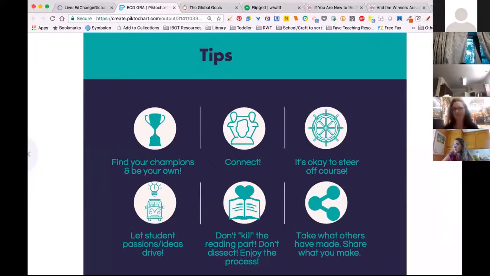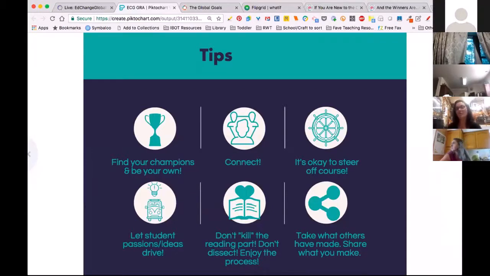Kind of what I already mentioned, don't kill the reading part, right? So while the kids are listening, just let them listen would be my recommendation. And do extensions and find cool connections, or find curriculum tie-ins, but don't actually drill them or test them over the book itself. That's not the purpose in this particular case. And then take what others have made. People share freely. Take it, run with it, make it your own thing, tweak it, whatever works for you.